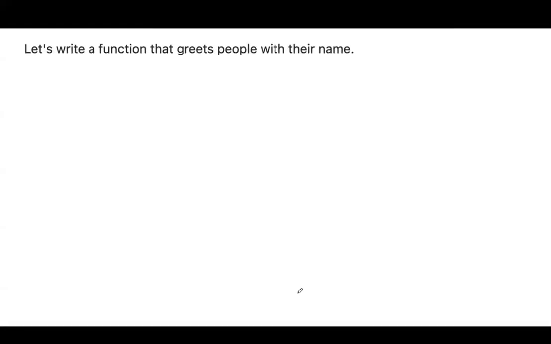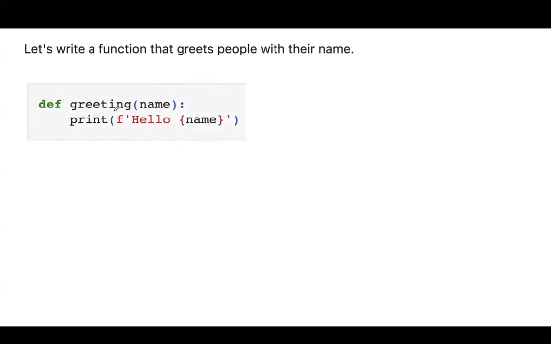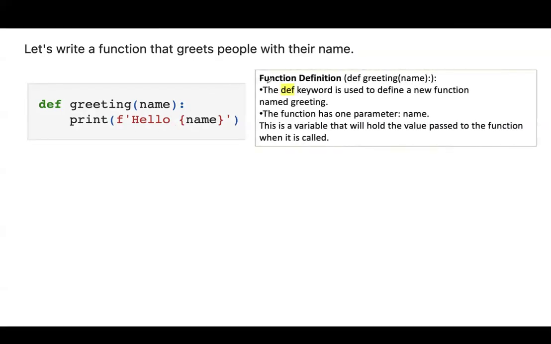Let's make it more interesting for you. Let's write a function that greets people. We define a greeting function and pass in the argument name, and then it prints an f-string. So our function definition uses the def keyword. We name the function greeting, and the function has just one parameter or argument, which is name. So it takes name and it prints the name.